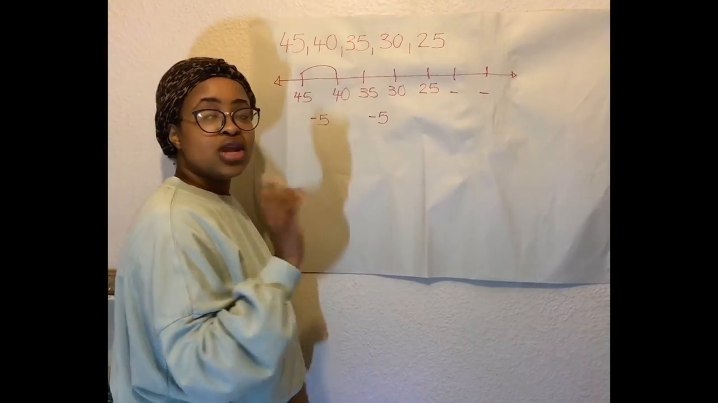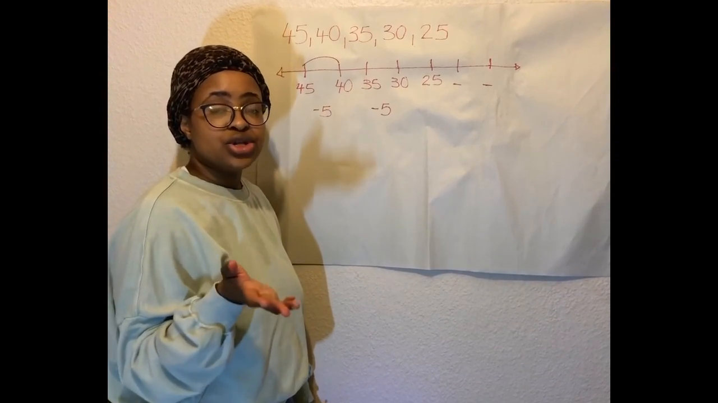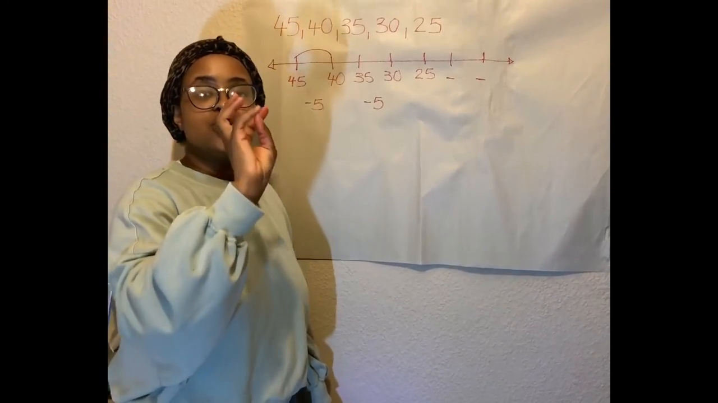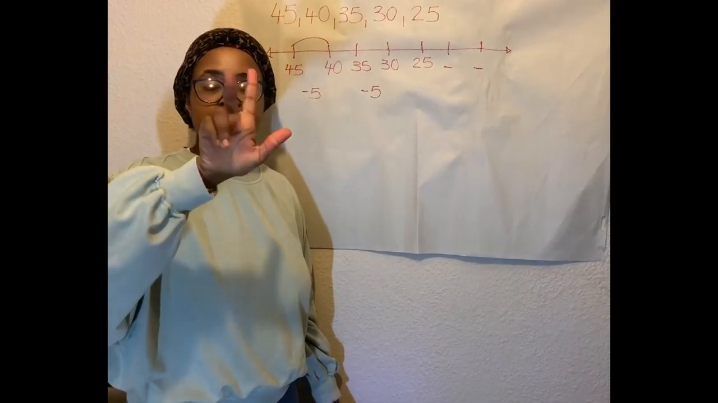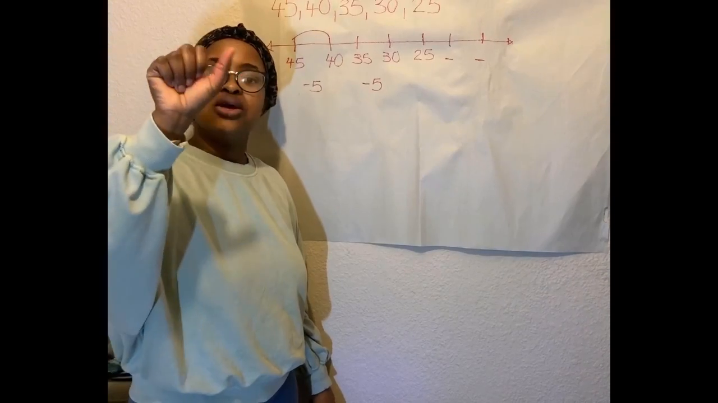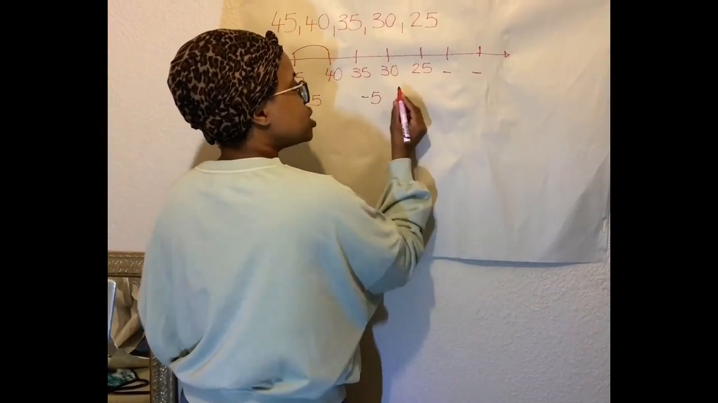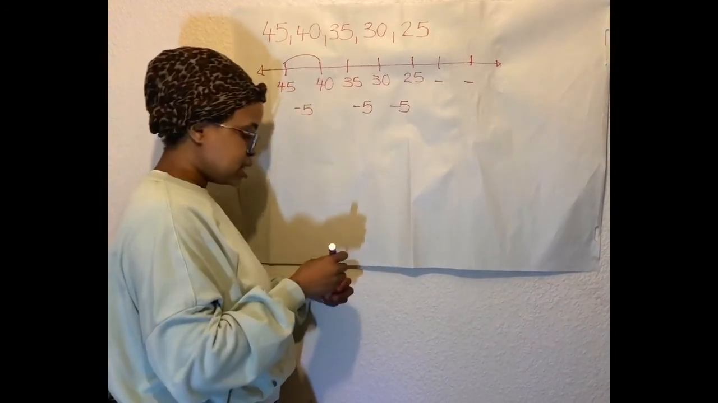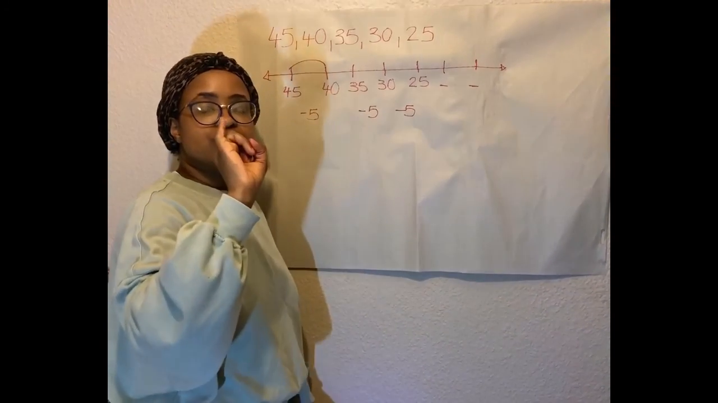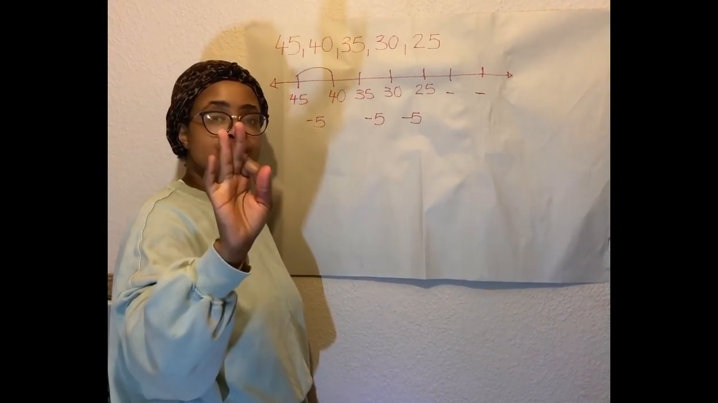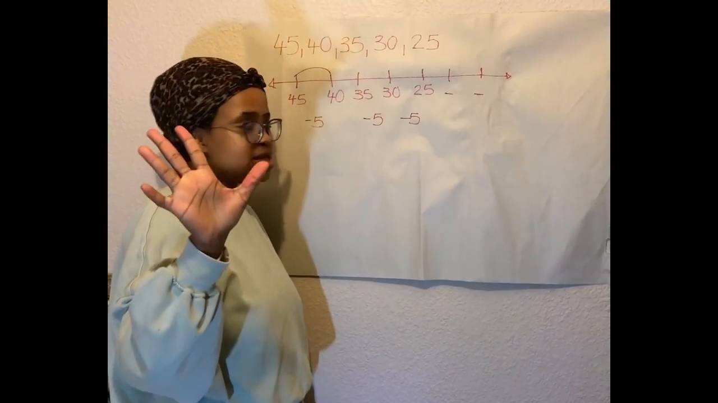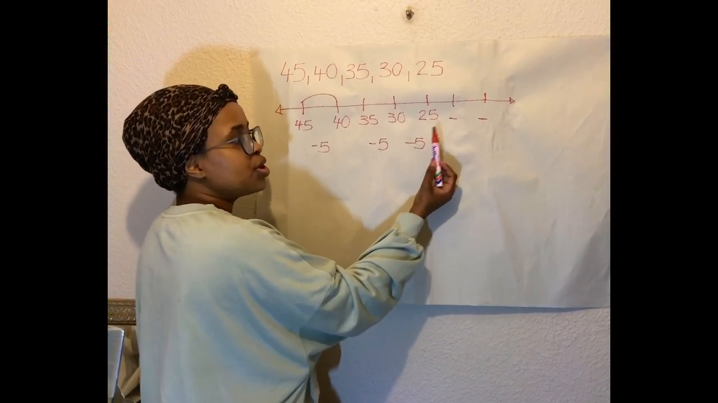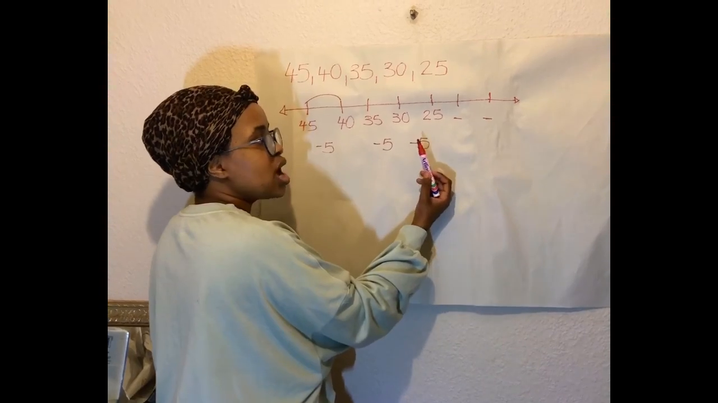30. Oh, now we're going to count backwards. It's another way you can do it. 30, 29, 28, 27, 26, 25. So you subtract 5, and we can count it from 25 to 30. 25, 26, 27, 28, 29, 30. So it's still the same. It's 5.